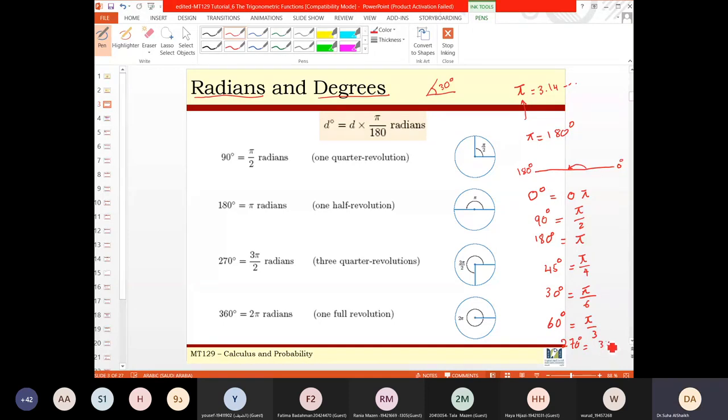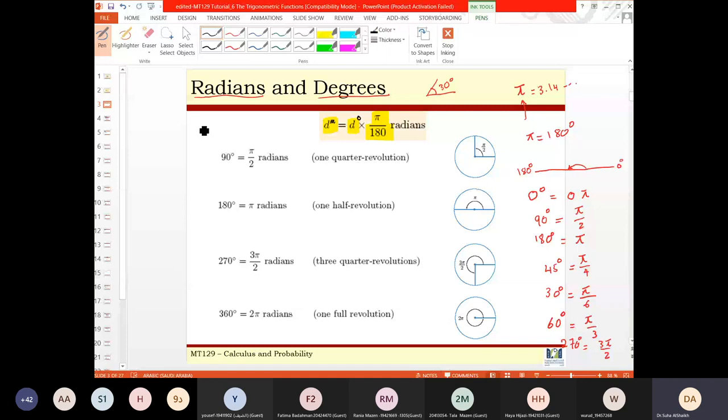It's 3 pi over 2. Of course this is easy, something I can know by mental thinking. We actually have a formula to do this, so we don't have to think about it mentally all the time. The formula is this one: the radian is equal to the degree multiplied by pi over 180. This is the degree here, and this is the radian measurement. We multiply the degree with pi and divide by 180. This is how we convert a degree to radian.